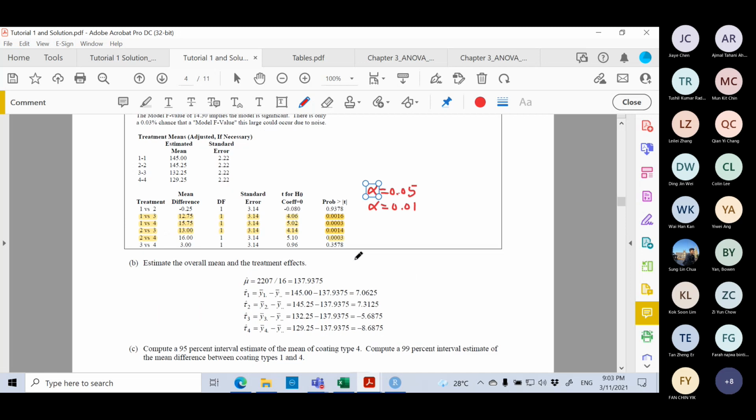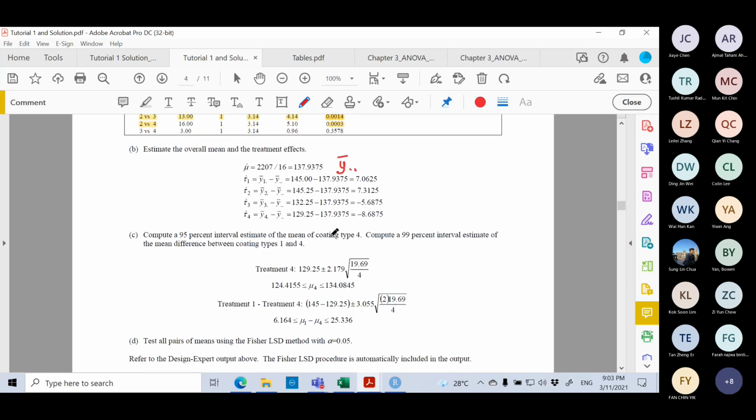And then over here, for part B, if I ask you to estimate the overall mean, you know that this is an estimation of the overall mean, mu hat. Then if I ask you to estimate the treatment effect, you know that the treatment effect will equal the mean for the first one minus the overall mean. Okay.